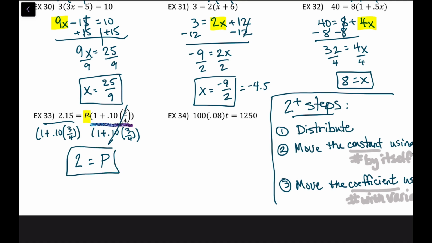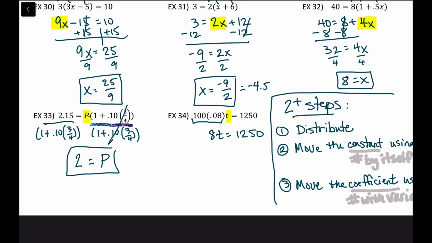And then 34 is easier than it looks. 34, my variable is that t right there, but it's just being multiplied. It's being multiplied by 100, and it's being multiplied by 0.08. So what if we just multiplied that out? What is 100 times 0.08? Well, that's just 8. And now the problem looks so much simpler.